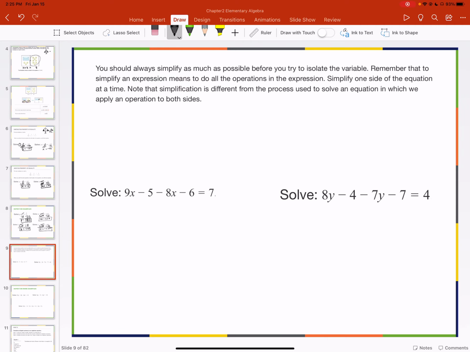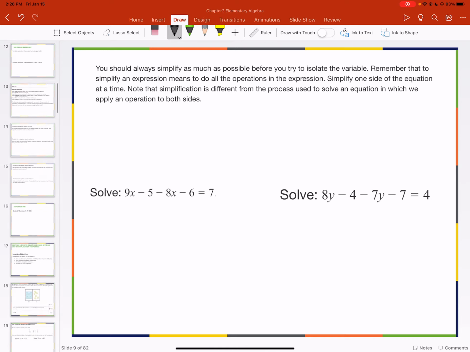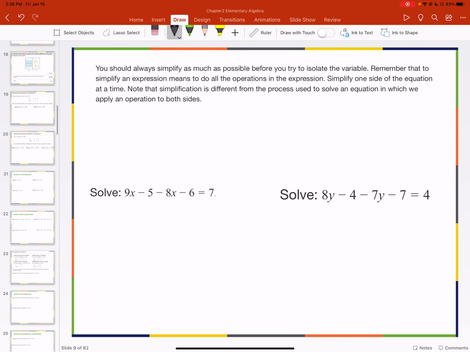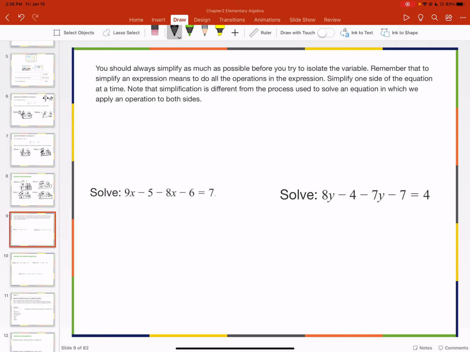Okay, so before we isolate the variable, we should always try to simplify as much as we can. If we want to simplify, we would also combine like terms and then divide or multiply whenever we can, okay? So what does it mean to simplify an expression? It means to do all the operations in the expression. So basically combine like terms, okay? So when you say simplify, that would be the first step.